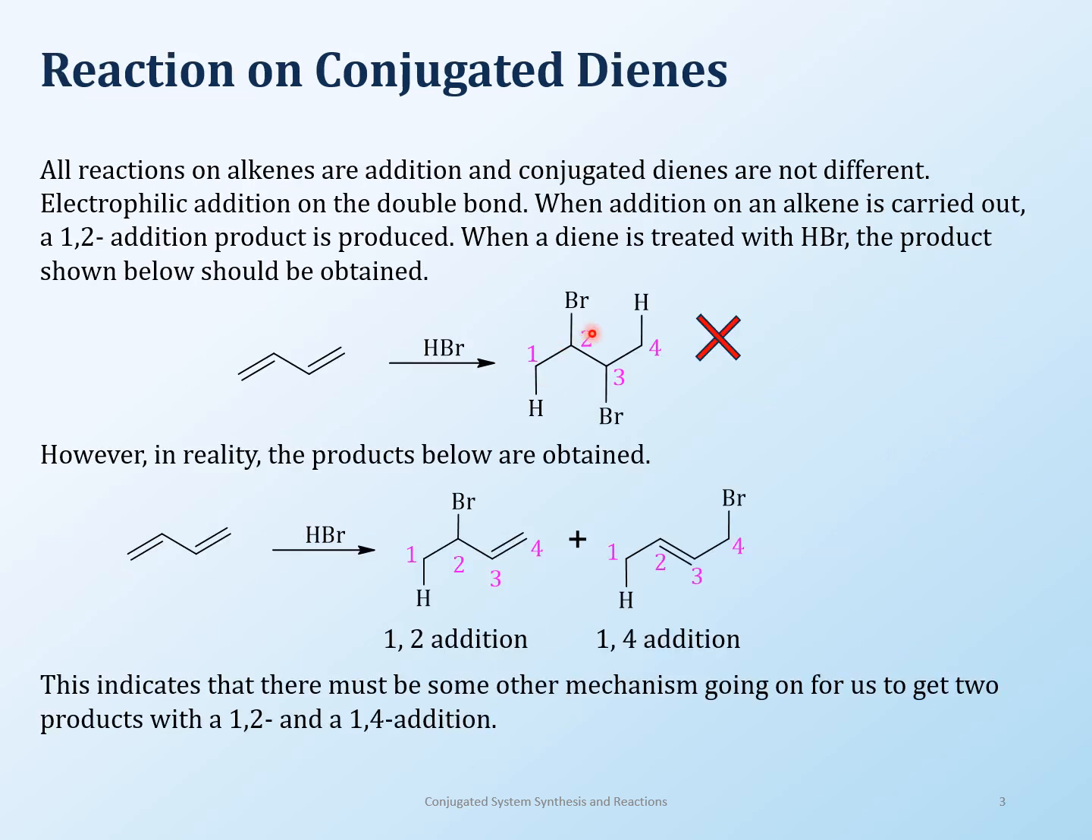All right, so that's it. That was a synthesis of dienes. There's nothing really much fancy going on. So now let's look at the reactions on conjugated dienes. And this is not just dienes. It could be on any kind of conjugated system.